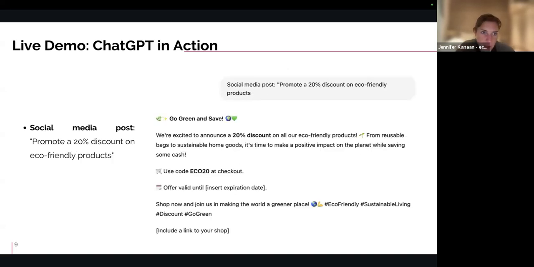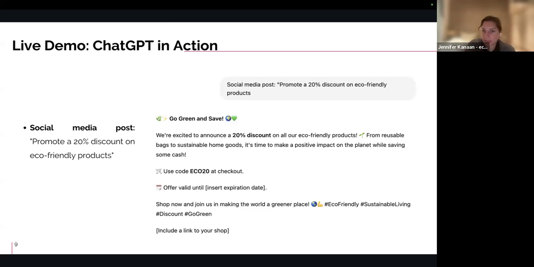Another thing that I asked ChatGPT is to create a social media post on how to promote a 20% discount on eco-friendly products. And you will see that it used emojis here, because also in other posts I used ChatGPT for, I requested having emojis. So I assume that your answer might be a little bit different, and that's the whole point. We do not want it ideally to come up with the same answer for everybody.